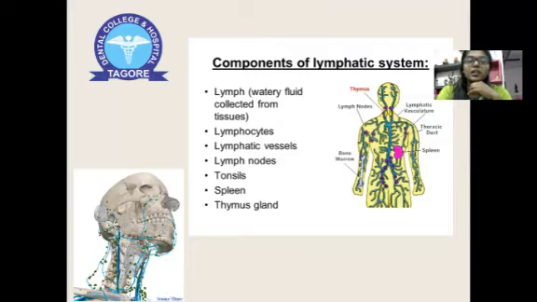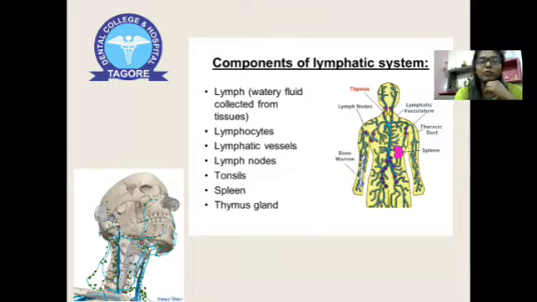So basically, the lymph vessels and the lymphoid organs are divided into two types. They are central lymphoid organs and peripheral lymphoid organs. Central lymphoid organs include bone marrow and thymus, whereas the peripheral lymphoid organs include lymph nodes, spleen, and tonsils.